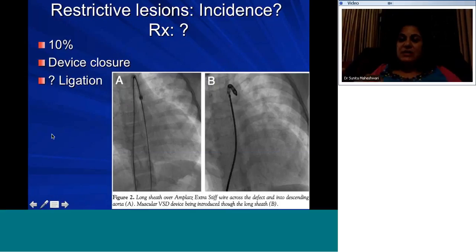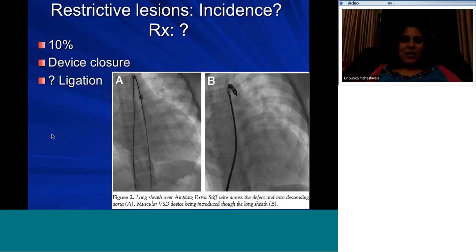So the incidence of restriction is only 10%. So the vast majority, 90%, will be large, have early pulmonary vascular damage, cause heart failure along with bounding pulses, and require surgical patch closure, typically by a transaortic route. You need to look for the arch, since interrupted aortic arch type A is a common associated lesion.